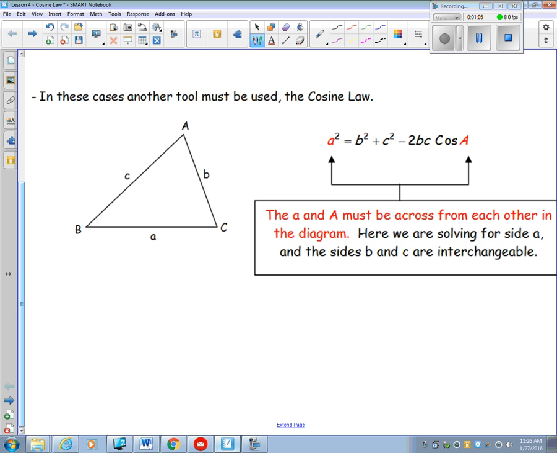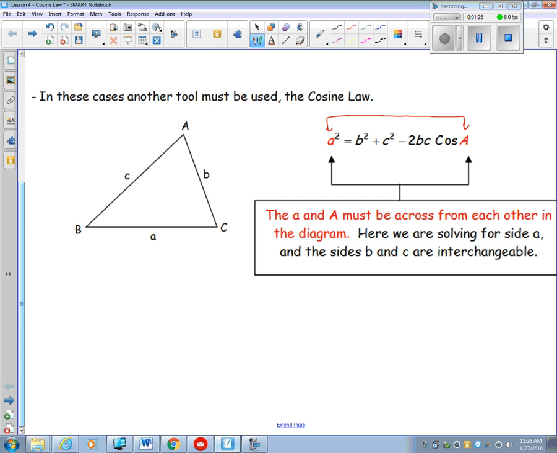There's two different versions of the cosine law. This is the first one. If I want to find an unknown side, I want to find side a. It's going to be across from the big A, and b and c are interchangeable, and you have to know both of those two things. And I'd be using this if I want to find a missing side.